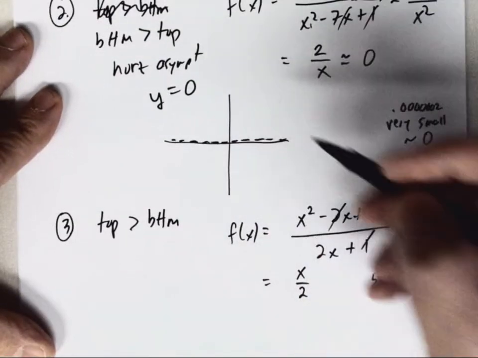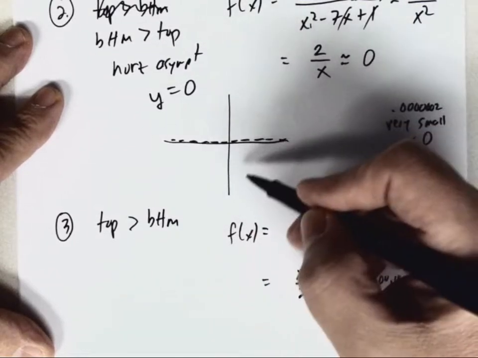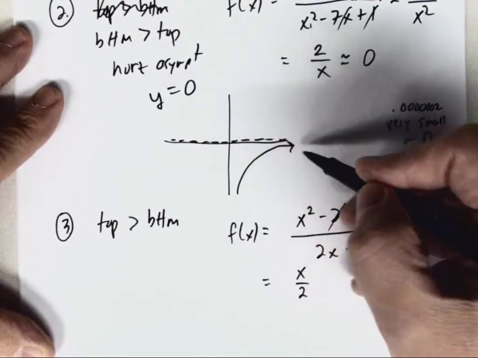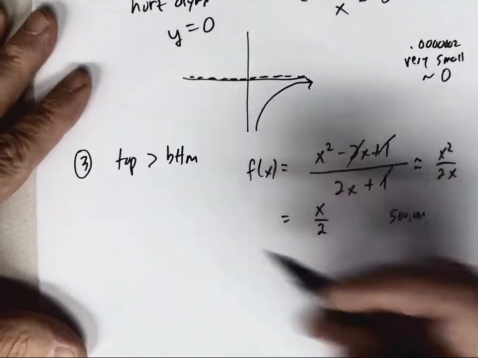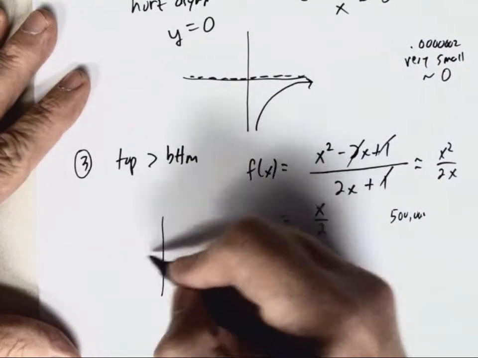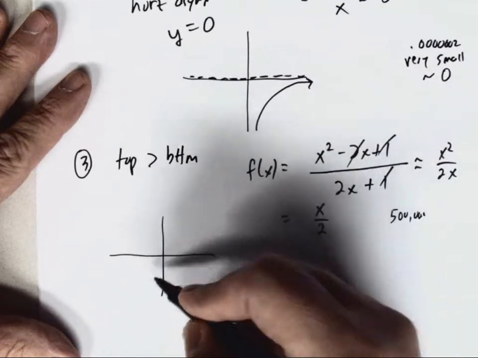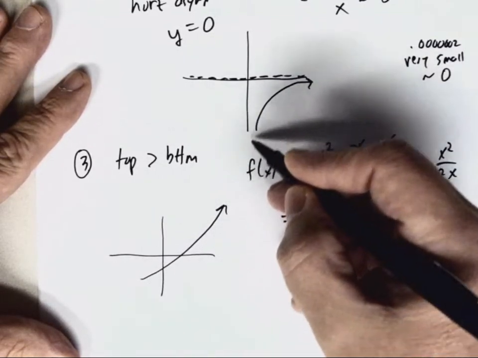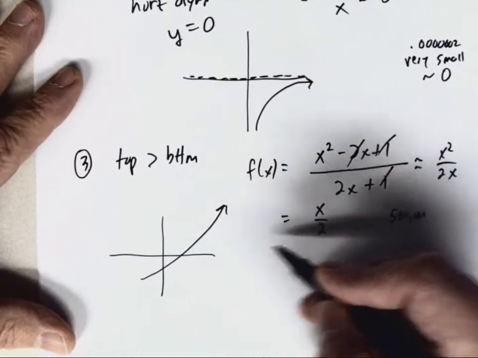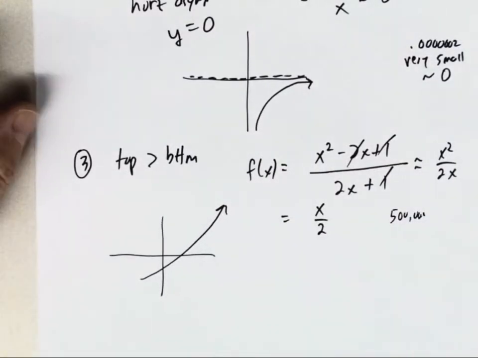For this one, maybe it looks like, who knows? Maybe it looks like that. But you know what happens in this case? If I were to graph this, you know what my graph does? It just gets bigger and bigger. It doesn't approach anything. It just keeps getting bigger and bigger and bigger.